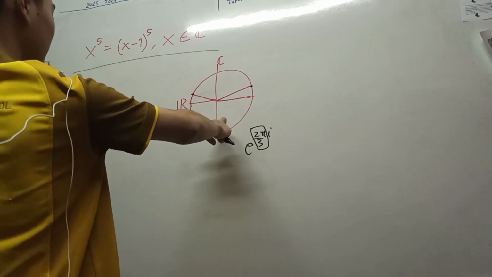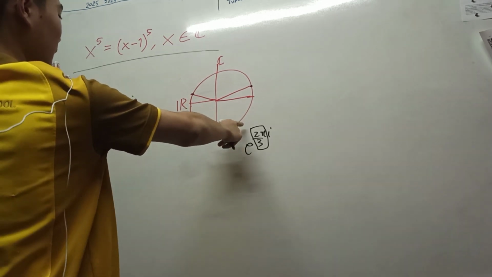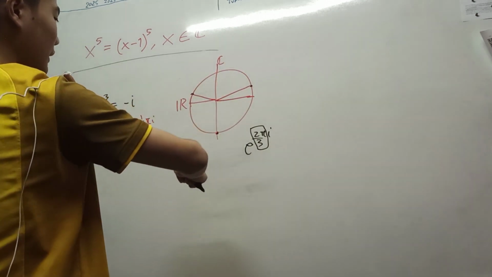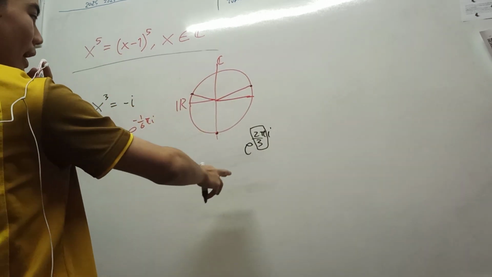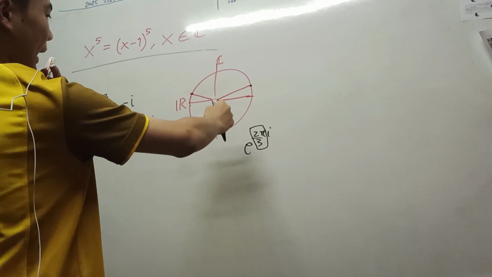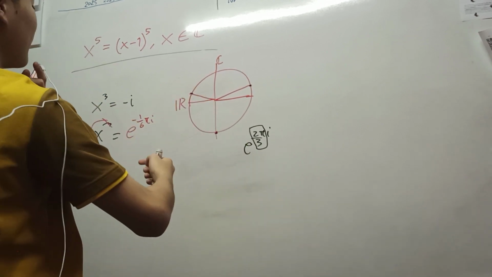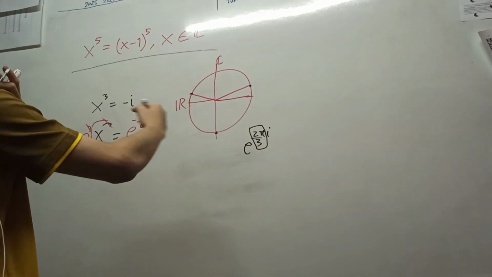Anyway, this is the first one. So we rotate it first to this side, and then we add it by this one, but we don't add it this time because it's minus. So we just subtract it again, and it just goes this side.